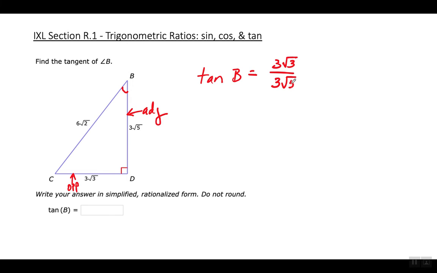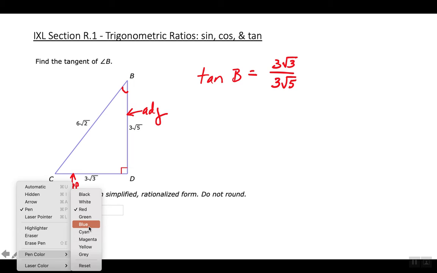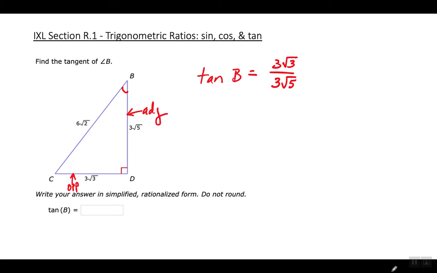Here's where I need you to pay attention. A couple things. First of all, the obvious that you guys should know is that the 3's cancel out. So let's get rid of that. So now I'm left with this.